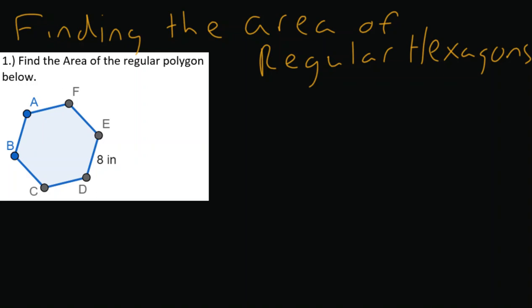Alright, and welcome to finding the area of regular hexagons. Okay, so take the area of this. It says regular polygon below, but we know it has 6 sides, so we know for a fact this is a hexagon. And what we want to do is draw the right triangle that is contained in this that we learned how to do in our previous video, UG Drawing Right Triangles Practice.